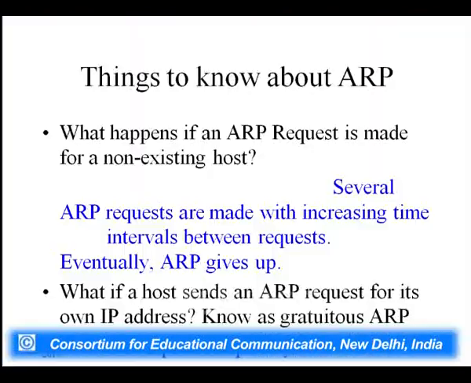Now, finally, what happens if an ARP request is made for a non-existent host? You give an IP address and try to resolve, but the host does not exist. Then you again try to resolve because this fails, and eventually you will give up because this is not being resolved. What if a host sends an ARP request for its own IP address, known as gratuitous ARP? No response hopefully will come and it has to drop the packet after some time.